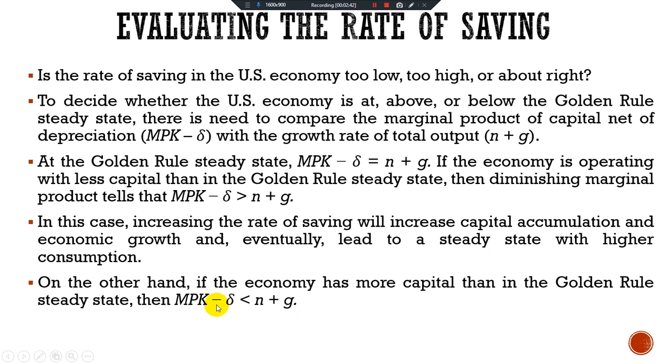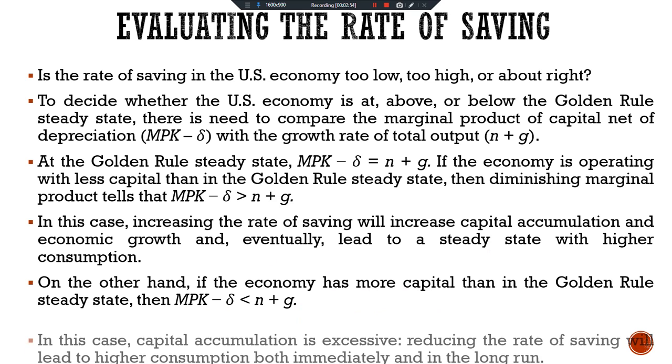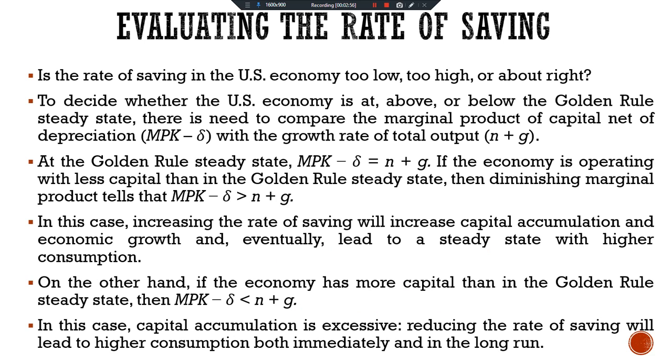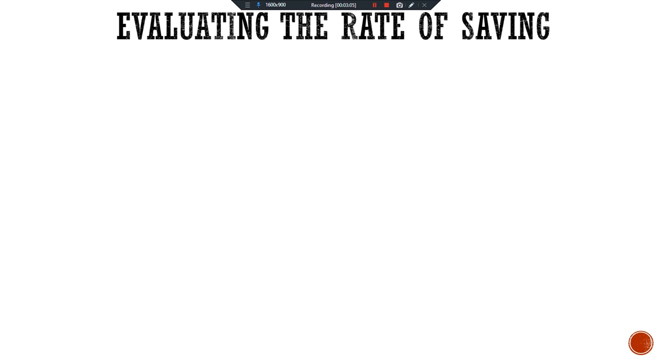On the other hand, if the economy has more capital than in the golden rule steady state, then MPK minus delta is less than n plus g. In this case, capital accumulation is excessive. Reducing the rate of saving will lead to higher consumption both immediately and in the long run.